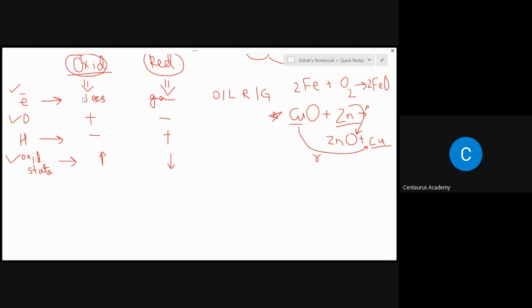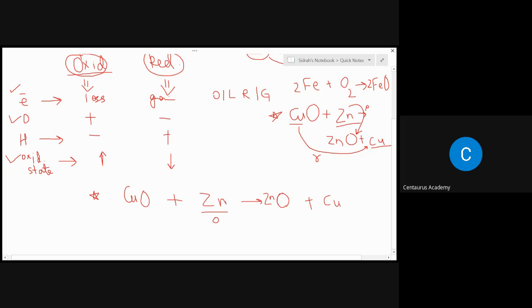Let's just take a quick example of it and then we're going to discuss it. For example, let's take the same reaction: copper oxide reacts with zinc to form zinc oxide and copper. When any element is present in its elemental form, any element which has not yet combined with any other element, its oxidation state tends to be 0.